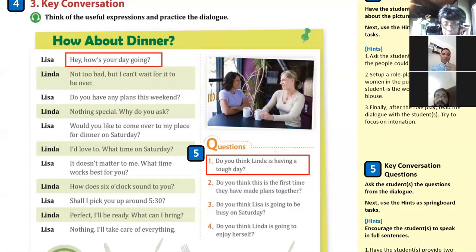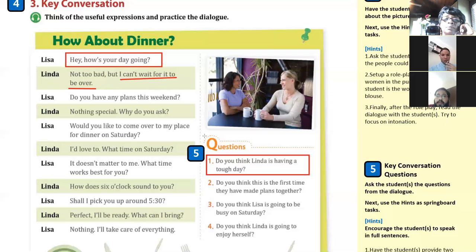Do you think Linda is having a tough day? Well, I guess Linda is not having a hard day. Her day was good because she said not too bad. All right. But it sounds like, it doesn't mean that what I hear is true, but it seems that she doesn't want to harp on the things that really bothered her. Because when she says, I can't wait for it to be over, it doesn't sound as if it's the best day. Okay. Could you read number 2?